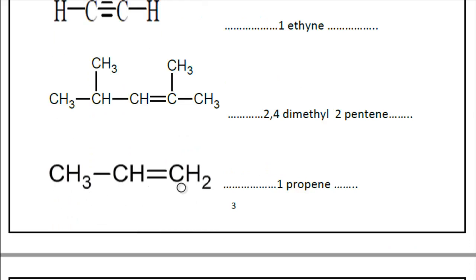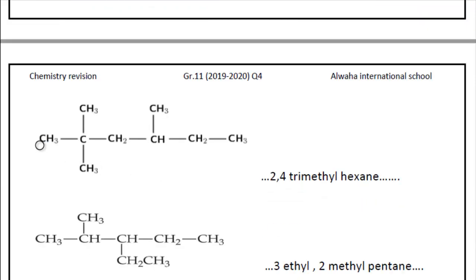This one has 3 carbons: 1, 2, 3. We have a double bond, so it will be propene, and 1-propene because the double bond is at carbon number 1. After that, here all the bonds are single bonds, so we count 1, 2, 3, 4, 5, 6, so it will be hexane, and the side chains are at carbon number 2 and carbon number 4, so 2,4-trimethyl hexane.